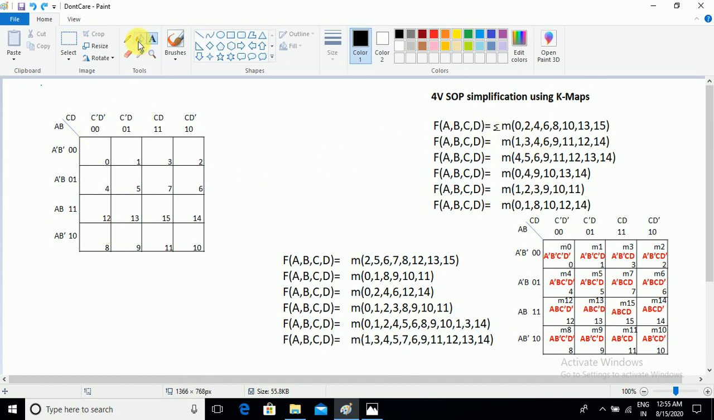1 3, 1 3 4, 6 9, 11, 12 14. Very simple, very simple.